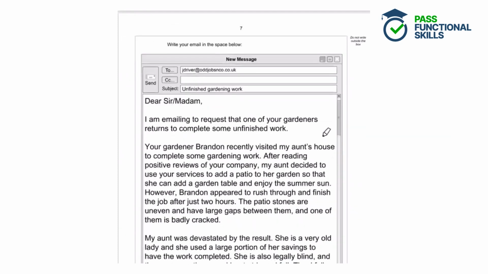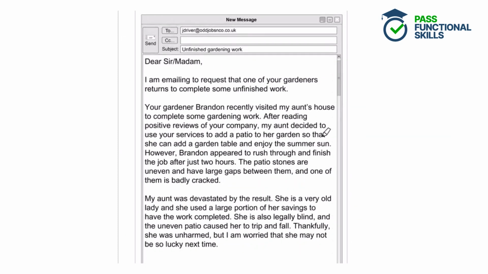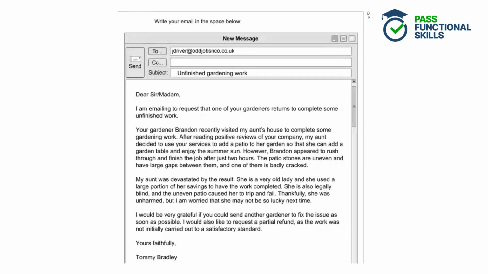So let's now take a look at an example answer. Unfinished gardening work. Dear Sir, Madam, I am writing to request that one of your gardeners returns to complete some unfinished work. Your gardener Brandon recently visited my aunt's house to complete some gardening work. After reading positive reviews of your company, my aunt decided to use your services to add a patio to her garden so that she can add a garden table and enjoy the summer sun.